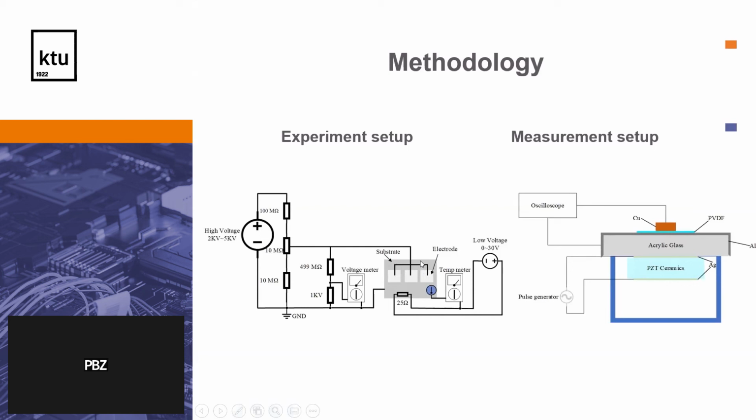Here are the two parts, the polarization part and the measurement part. For this polarization part, I can control the voltage, and because we need to apply high voltage, we need to control this, also the temperature, and then the poling time. After polarization, we need to use the ultrasonic sensors to measure the result.